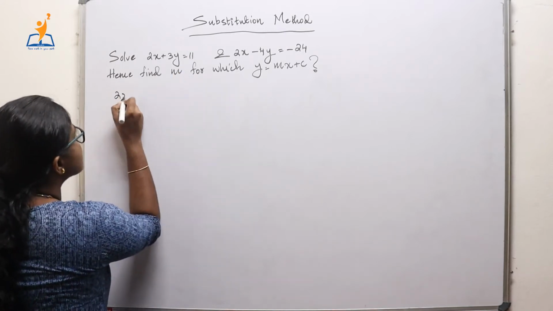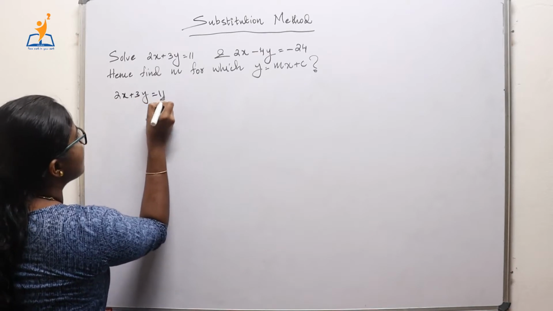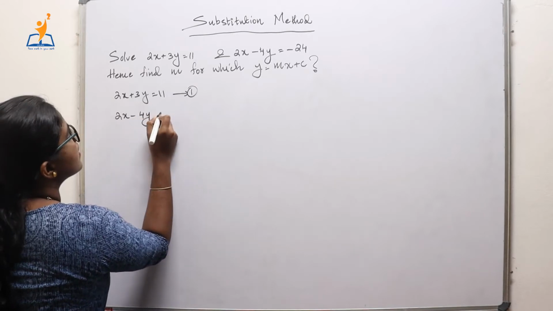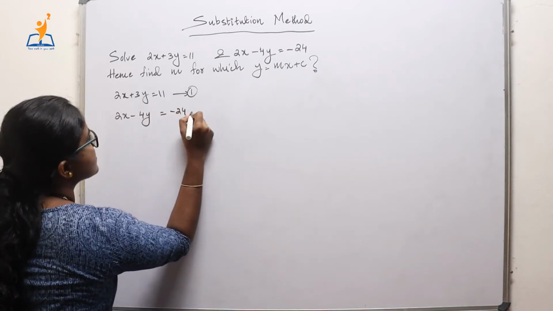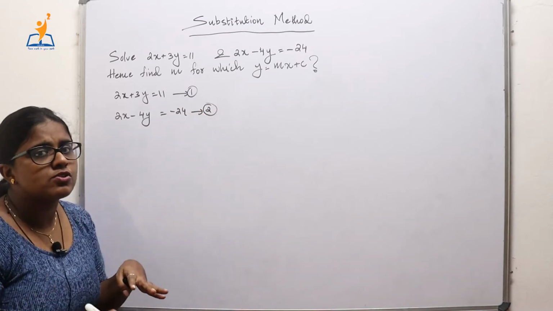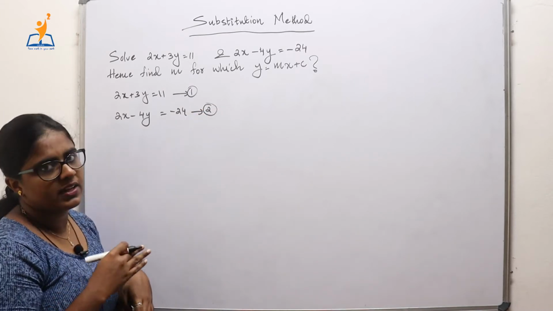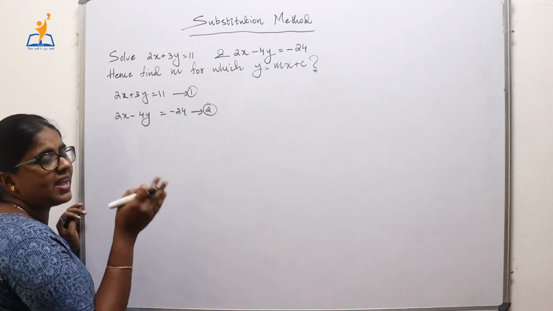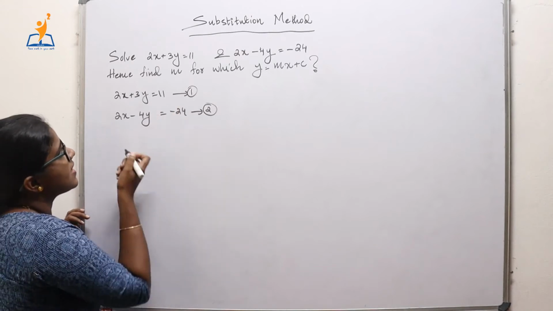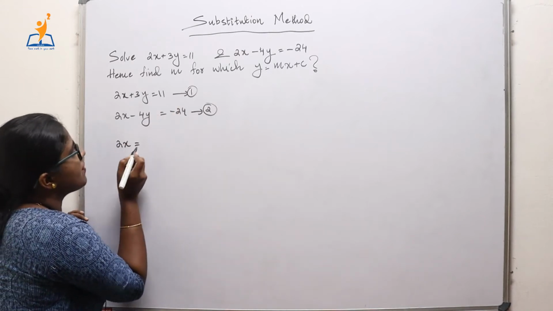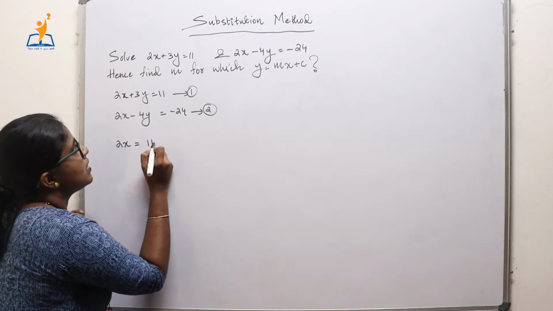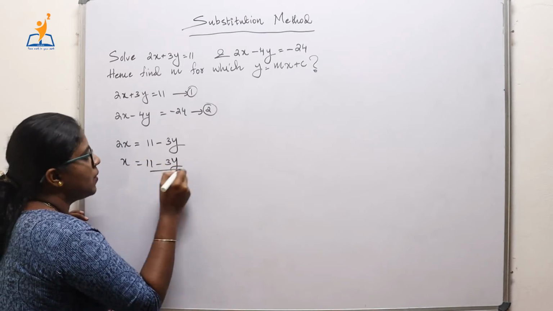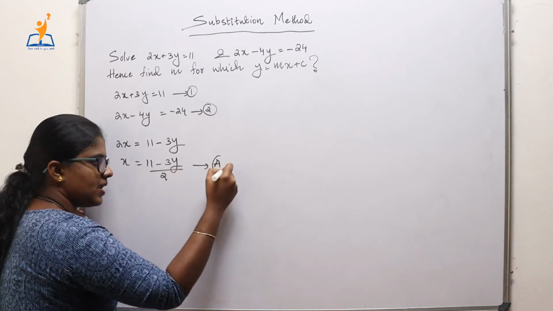Now consider 2x plus 3y equals 11 as our equation number 1, and 2x minus 4y equals minus 24 as our equation number 2. Using substitution method, we are going to solve this pair of linear equations, and now we have to find x in terms of y from any of these equations. Let's consider equation number 1, and from that we can find x, that is 2x is equal to 11 minus 3y, and x is nothing but (11 minus 3y) whole divided by 2. So this is our equation number A.